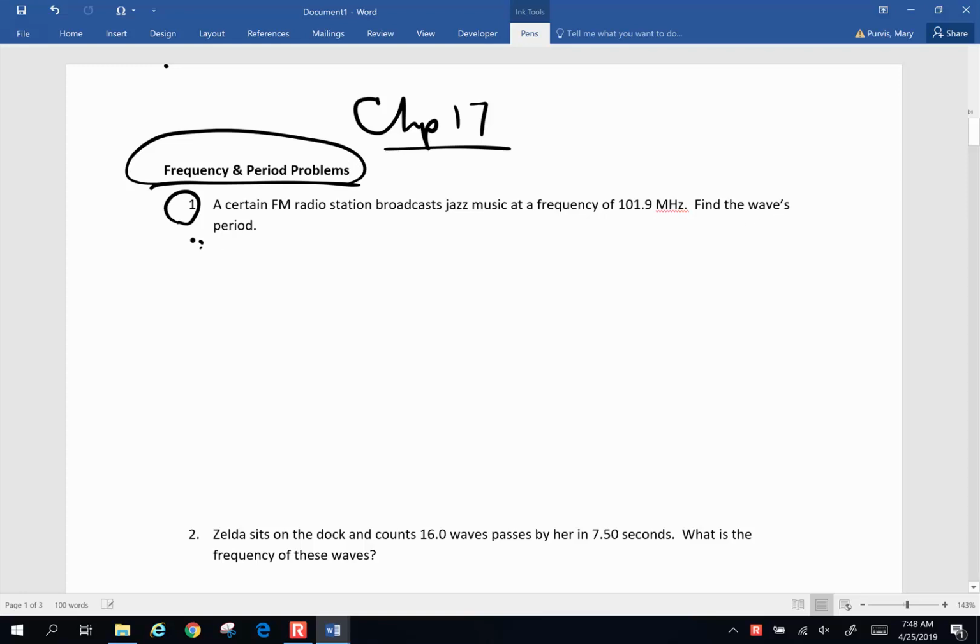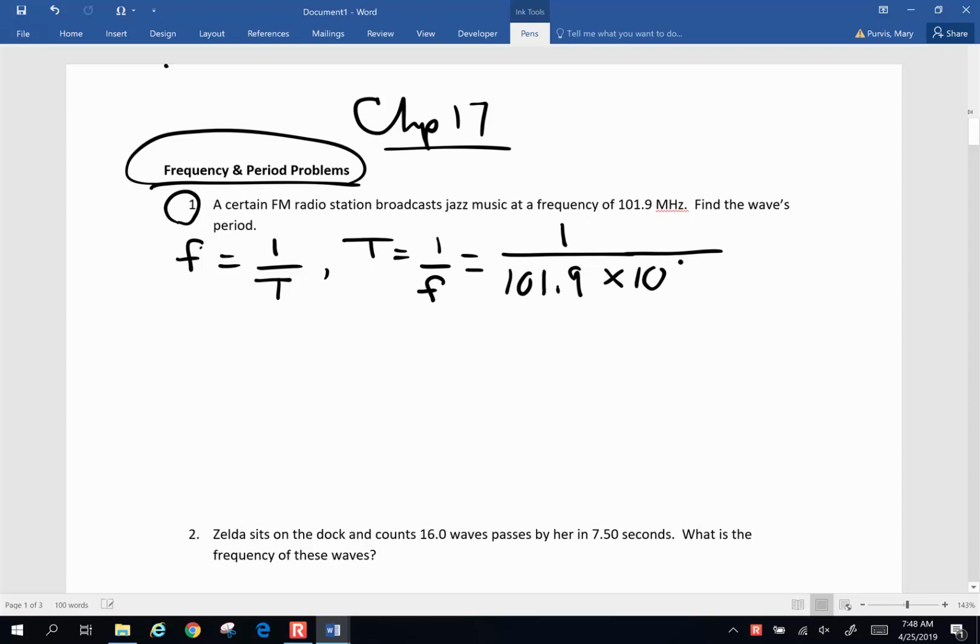Now, as you remember, frequency is equal to 1 divided by period, and period is 1 over frequency. So the period of this wave is going to be 1 divided by the frequency, 101.9 megahertz. Mega is times 10 to the 6th hertz. And when I plug that into my calculator, I've got 1 divided by 101.9 times 10 to the 6th, and I end up with 9.81 times 10 to the negative 9 seconds.